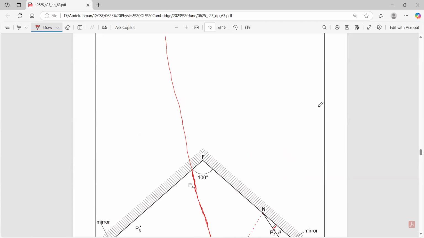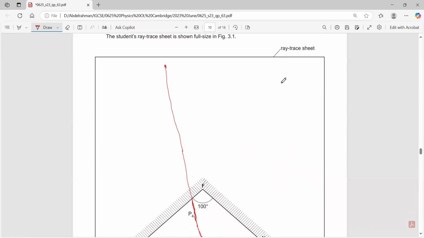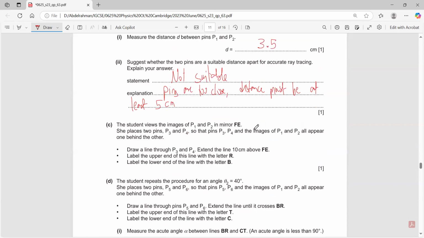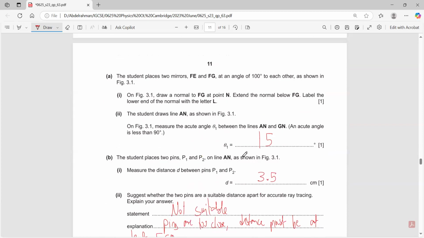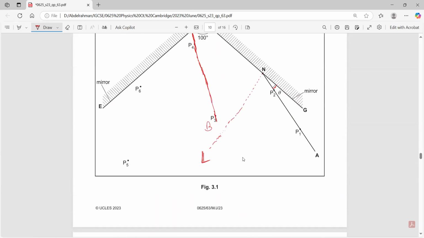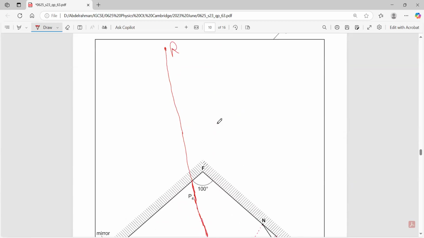This is all a straight line above FE until you reach this point. 10 centimeters exactly. Label this upper end R, and the lower end B. Lower end is B, and the upper end is R. Okay, that was easy.